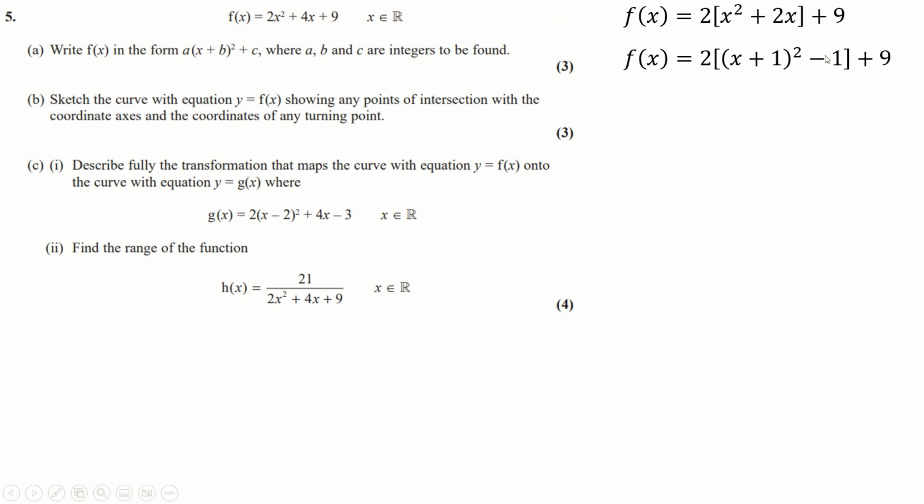So halve that for a 1, take away 1 squared, which is just 1. And then expand the 2 out to both of these things to get this, and then just combine the 2 and the 9. And we get that.